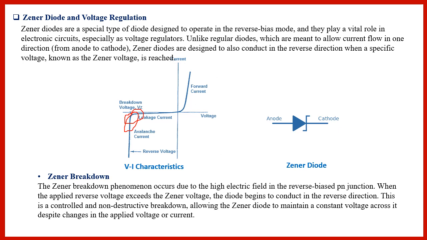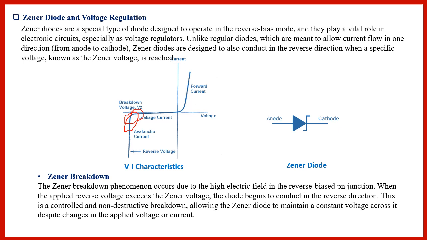It always works in reverse biasing, and the Zener diode is always reversely connected. It is always a reverse bias diode. So a Zener diode always works in reverse biasing. A Zener diode has a sharp breakdown voltage, which is called the Zener voltage.